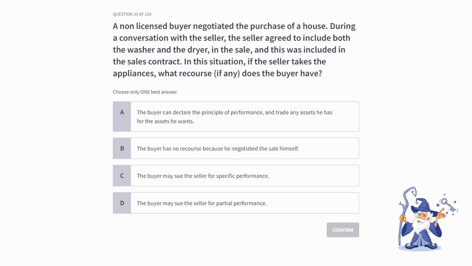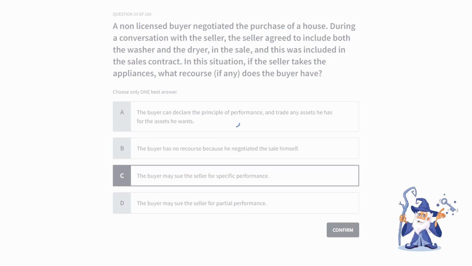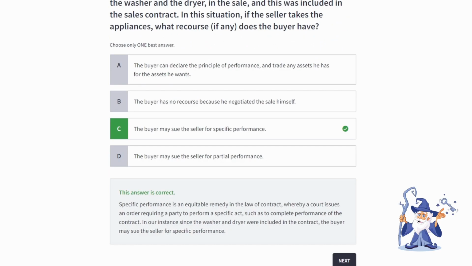Okay, so what is the correct answer for this one? Well, it's going to be C. That's right, the buyer may sue the seller for specific performance. So don't be confused with specific performance. I know a lot of you guys, the people that struggle with the performance stuff, tend to divide up these types of situations in their head. For example, they might think, oh, it's partial performance because they still want to sell the house, but they just don't want to do the appliances. Well, yeah, in your mind, that might make sense.